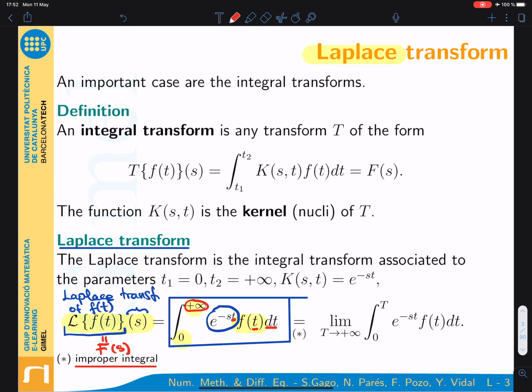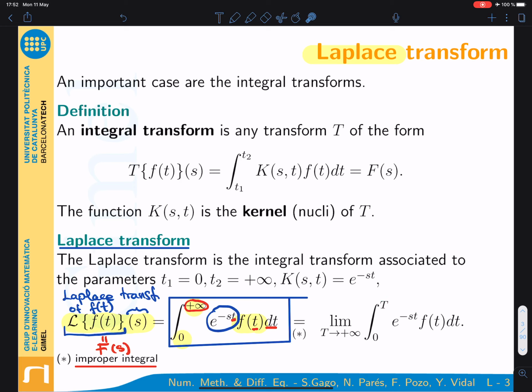Now, of course, when we have an improper integral, the way to solve it is by changing this infinite here by another variable that we can call capital T, and then incorporate here the limit when this capital T goes to infinity. This is the way to solve this type of improper integrals. So in fact, what we have here is a definite integral where this point here goes to infinity.